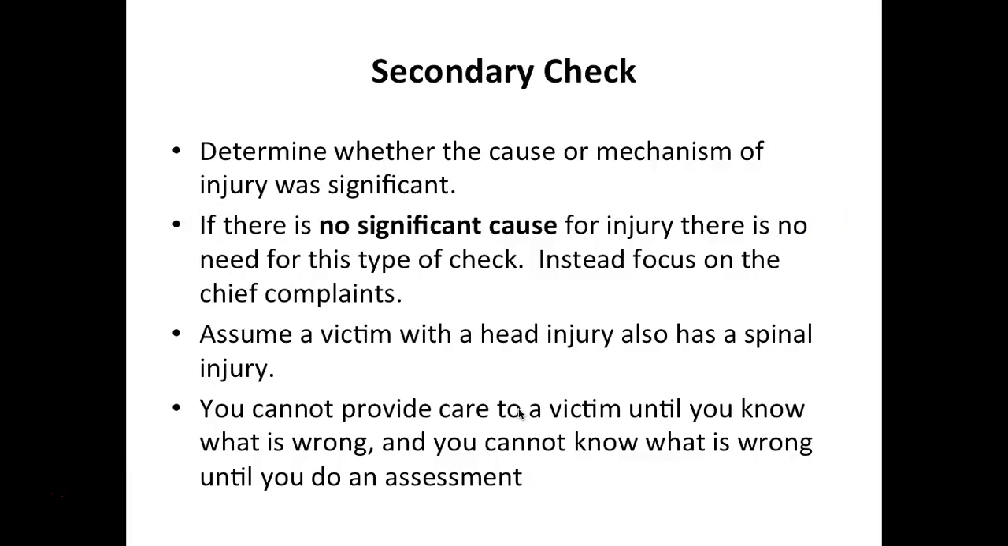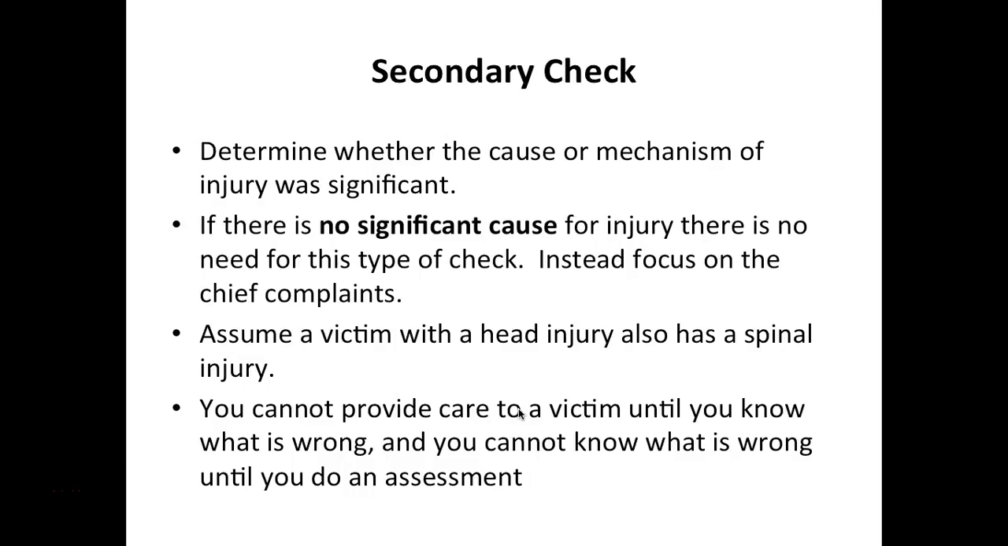All right, so we've performed a primary check, and now we've determined what's wrong with the individual. We've determined if they're responsive or unresponsive. We've determined whether it's life-threatening or non-life-threatening, and we've positioned the victim. A secondary check is to determine whether the cause of the injury, the mechanism of the injury, was significant. If there's no significant cause of injury, there is no need for this type of check.